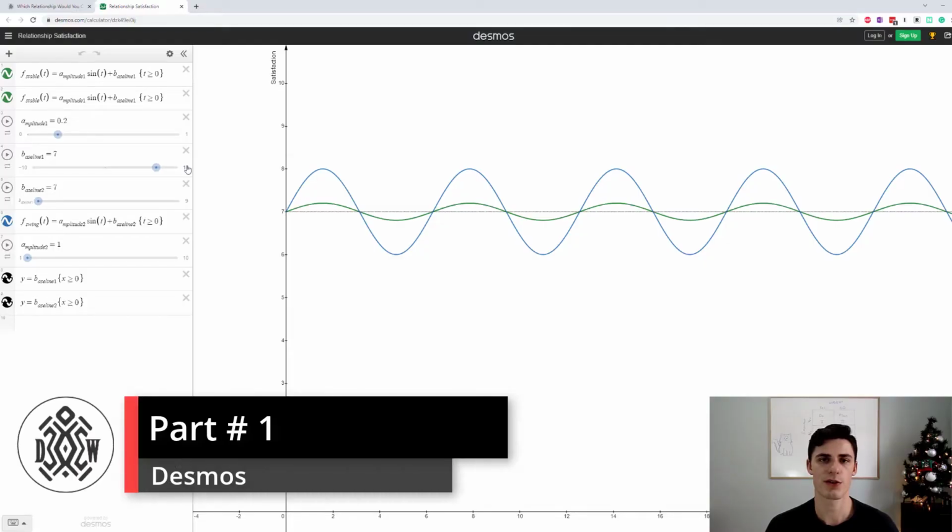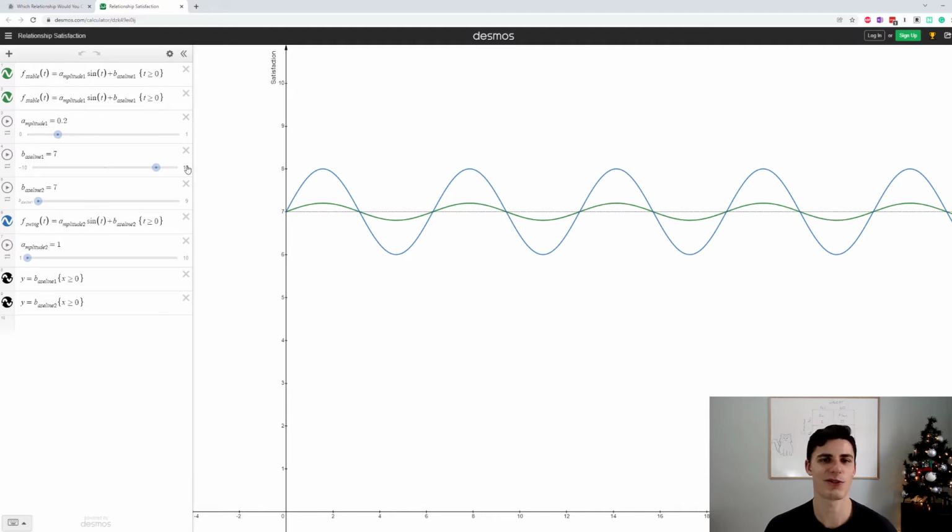Okay, so we could model these relationships using trigonometric functions. Keep in mind I'm a math teacher and I love Desmos, so I'll put all the links in the description below. There should be timestamps as well. And this is two sine curves, right?